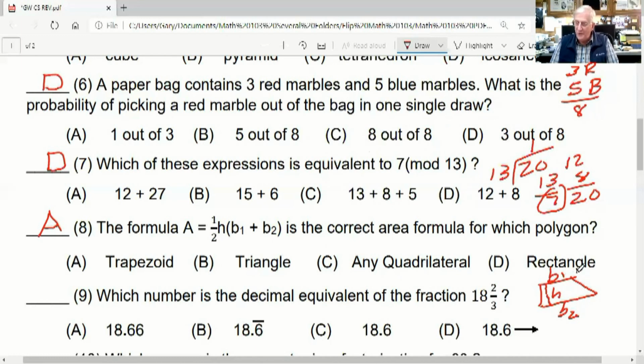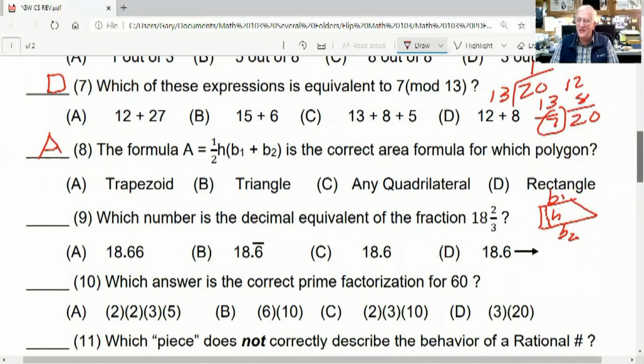And when you do 1/2 H times the quantity B1 plus B2, H times the quantity B1 plus B2 gives you 2 of the trapezoids. We only want half of that. So that's why the 1/2 is in there. Okay, 9.